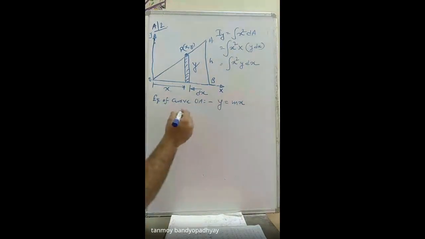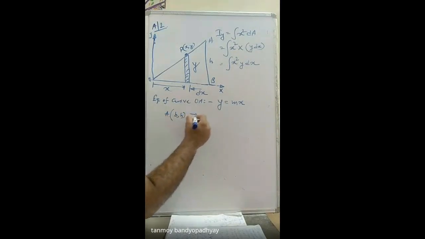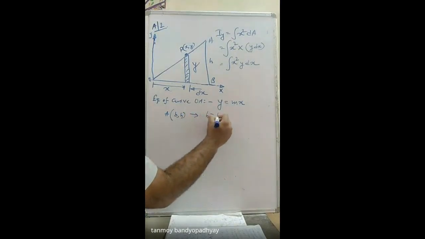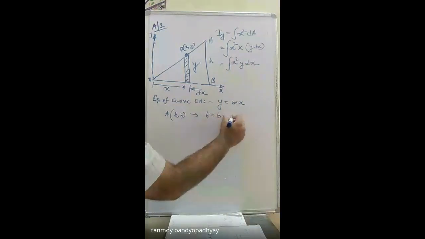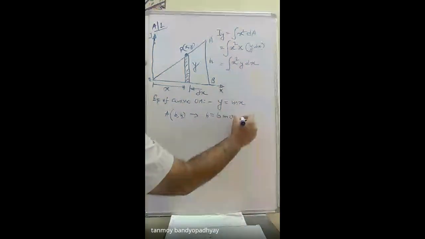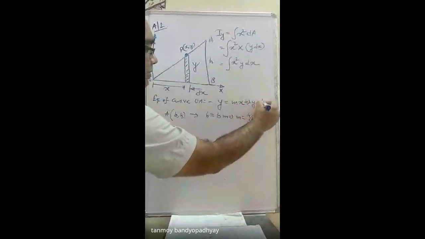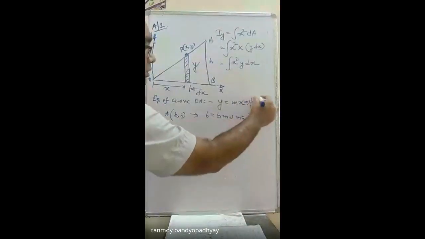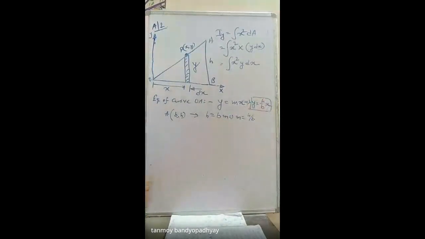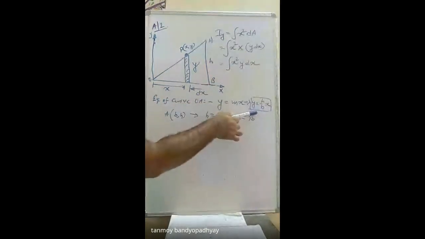So how to find m? A is a point, and the coordinates of A are b comma h. So A lies on this curve, so we should be having h is equal to b into m. So m should be equal to h by b. So the equation of the line will be y is equal to h by b into x. Since this point P(x, y) lies on this curve OA, this x and y must satisfy the equation of the curve. So we can replace y.